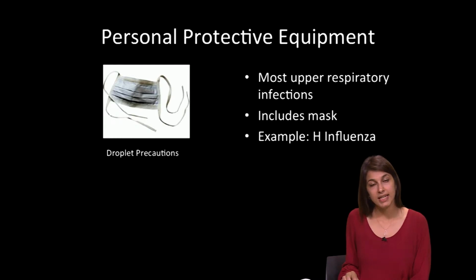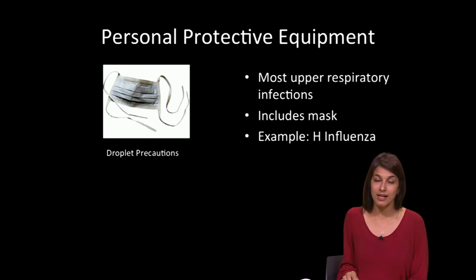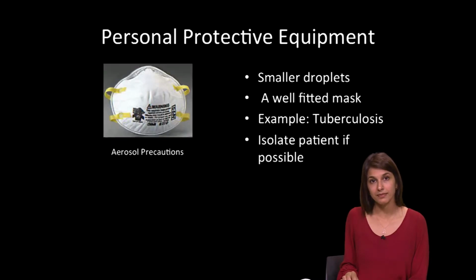Droplet precautions protect us from most upper respiratory infections and should be worn when we are suspicious a patient has an upper respiratory infection. It consists of a mask that guards us from infections transmitted through large droplets, for example, Haemophilus influenza. Lastly, for infections that are transmitted through smaller droplets, we want to use aerosol precautions, which consists of a tight-fitting mask. This protects against agents such as tuberculosis. You must use a very well-fitted mask to protect yourself, and it's best if you mask the patient as well. If at all possible, you should isolate the patient.